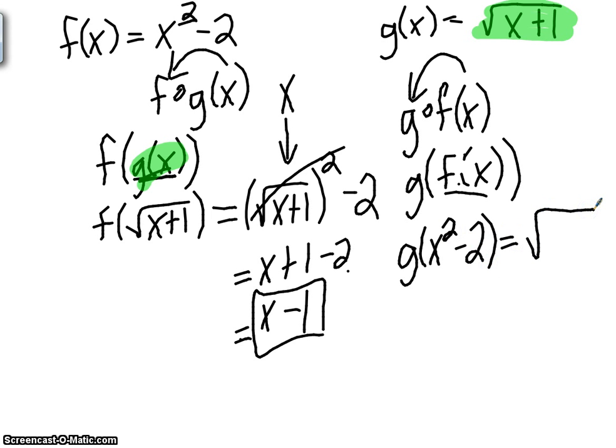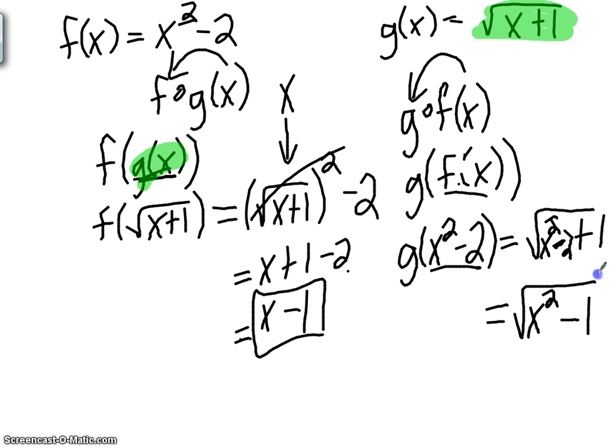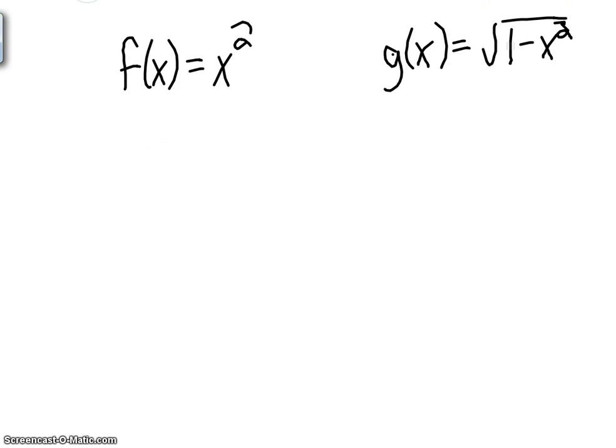So I start off with my g equation, which is the square root of x plus 1, but the value I'm plugging in for my x is what is right here, which is x squared minus 2. Now we'd need to combine our like terms, so we've got the square root of x squared, negative 2 plus 1 would give us minus 1. I cannot simplify this any further, and so there is my g composed of f.